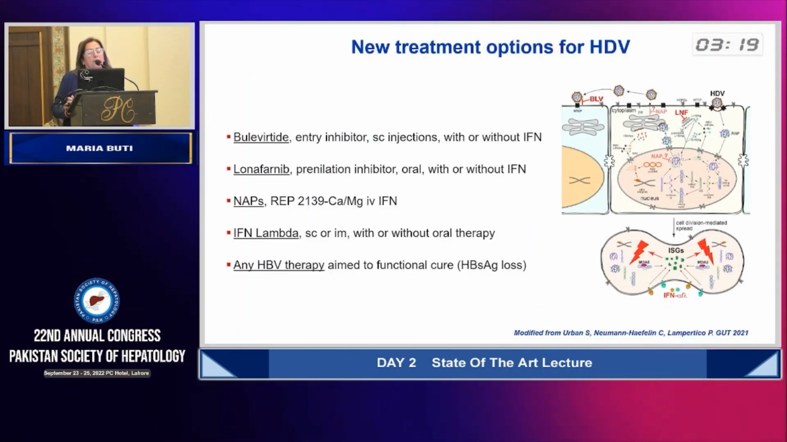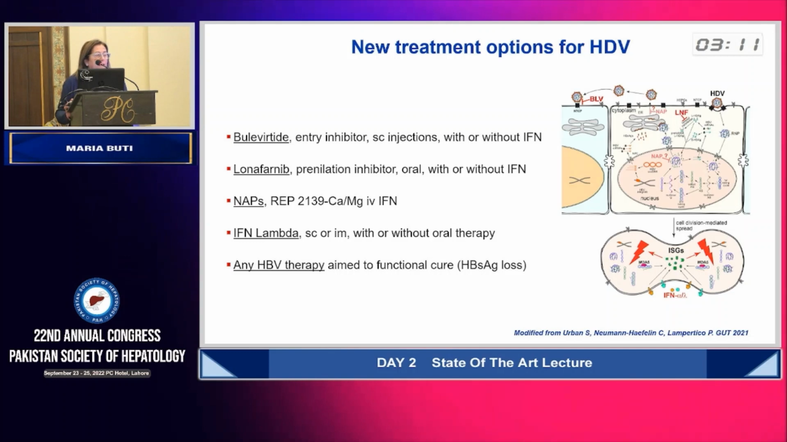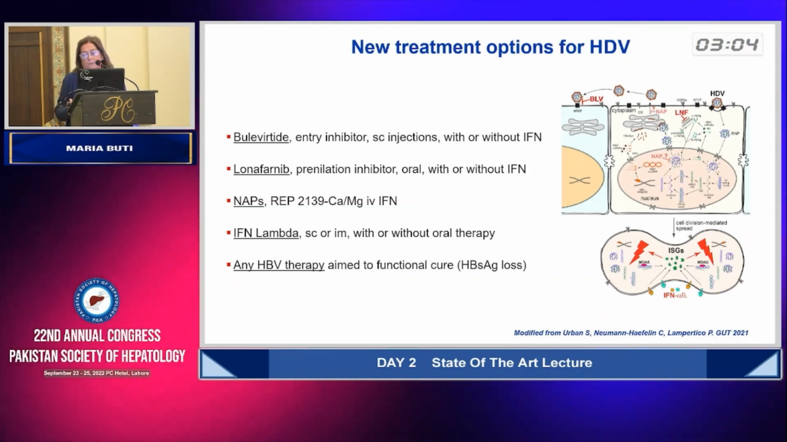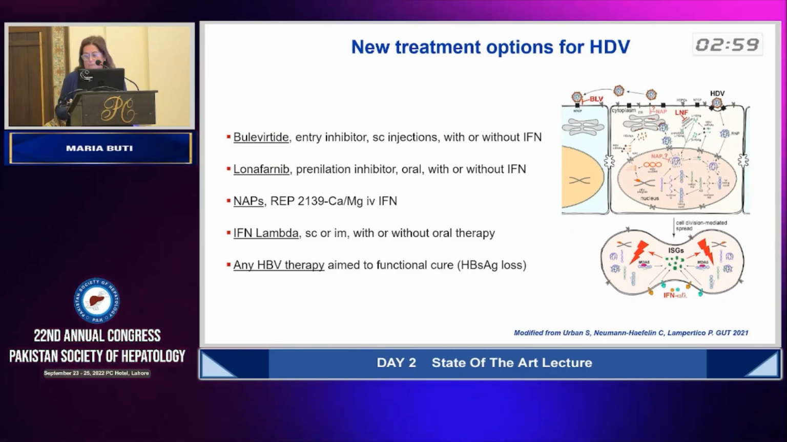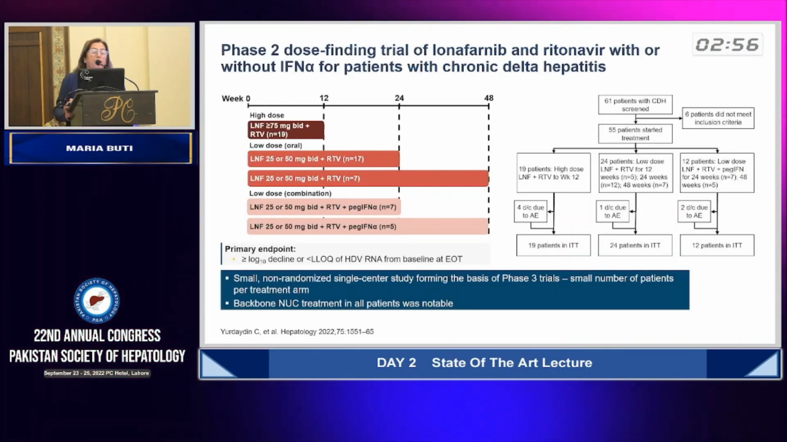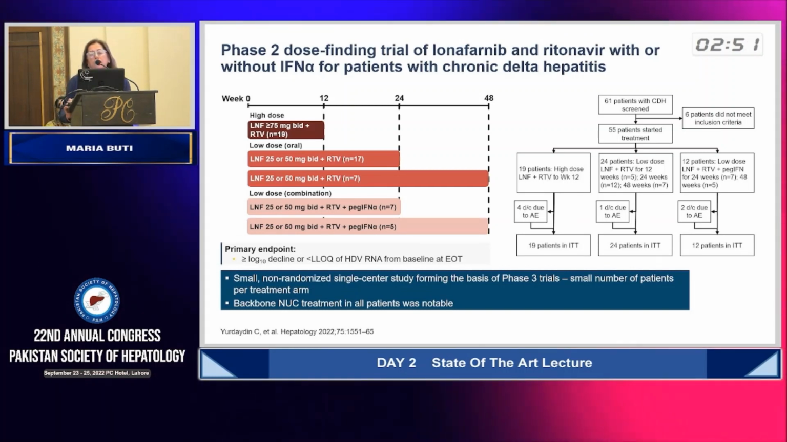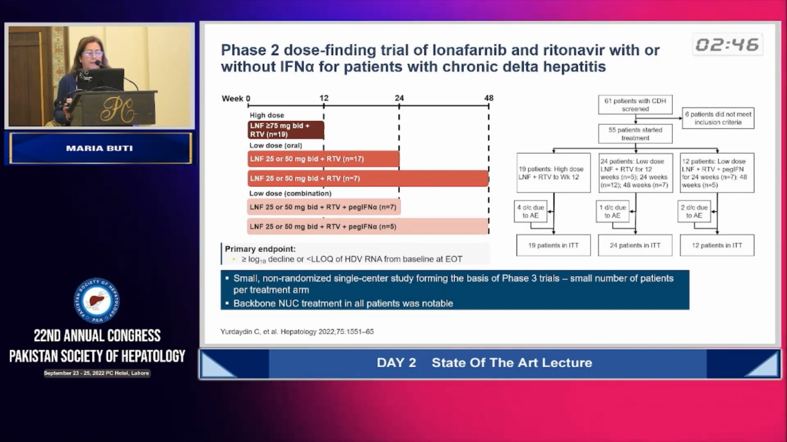The second drug that is available and phase 3 studies will finish at the end of this year is lonafernib. Lonafernib, it's an oral drug, it's a prenylation inhibitor that it is now tested in a phase 3 study with or without interferon. We have very few results from the phase 2 dose-finding study on lonafernib and ritonavir. This study was performed in Turkey by Yurdaydin.